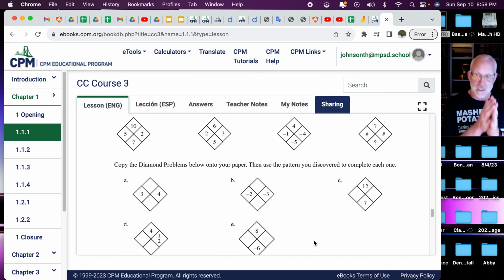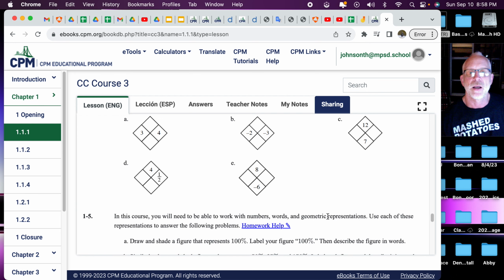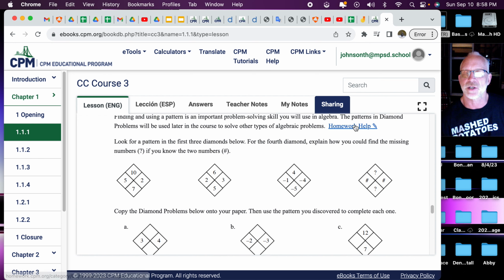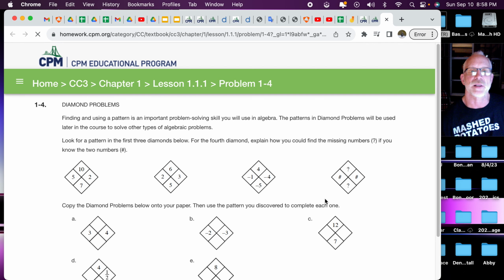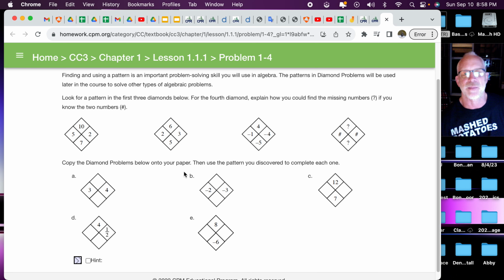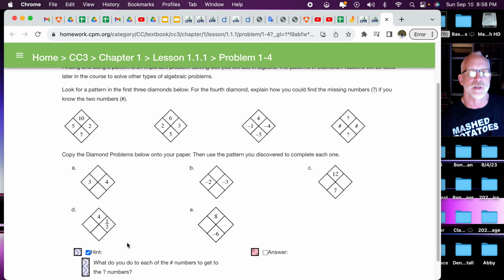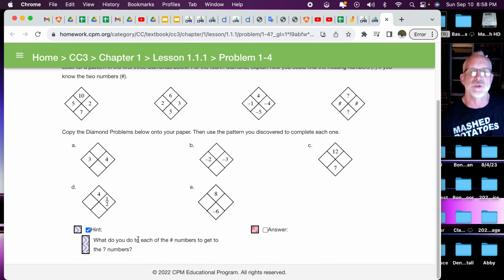If you are lost, you can cry or you can check your homework help. So homework help will give you some hints and get you started in the right direction. So I clicked on homework help here, and it says copy the problems, then use the pattern. And then it says I need a hint, so click on hint. It says, what do you do to each of the numbers to get to the question mark numbers? If you start with these, how do you get to these? And if you still need help, it'll give you the answer, and we'll explain how they got to that answer. Okay?